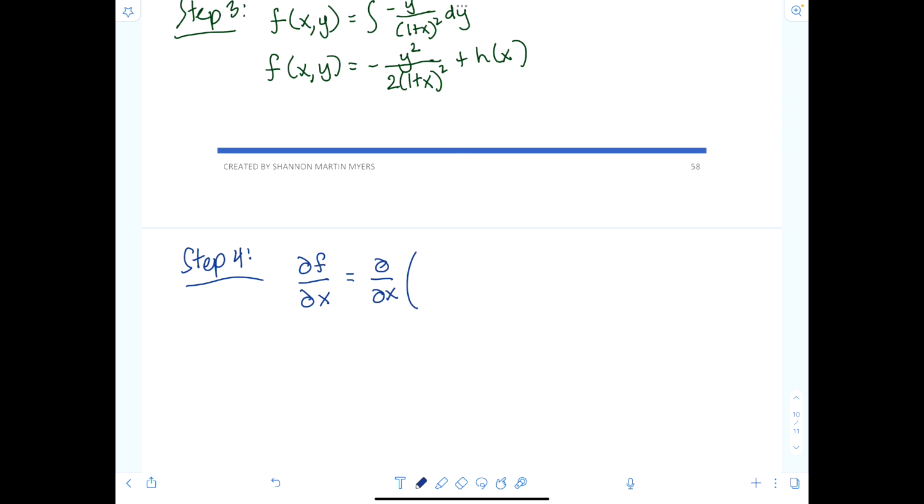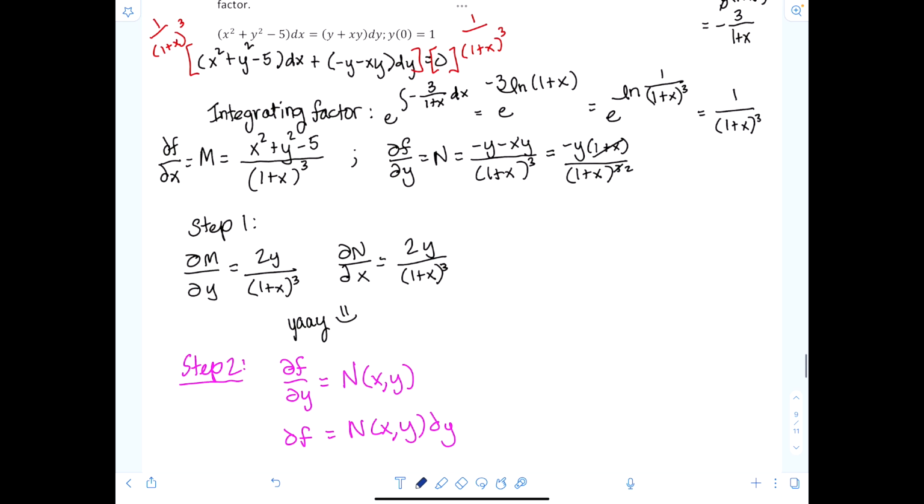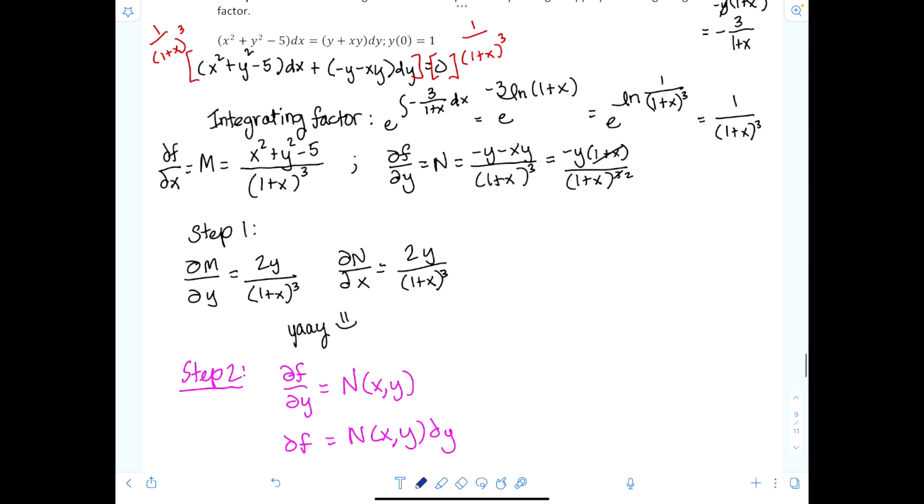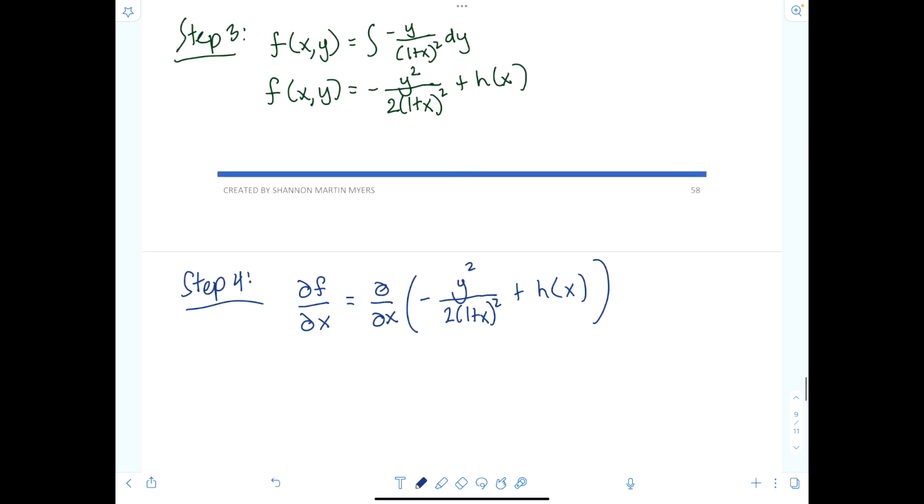All right, so we had negative y squared over 2 times quantity 1 plus x squared. Be careful you don't mix up those powers. There's a lot of different powers running around. Plus h of x. Now, what was our df dx? Well, if you look back up here, df dx is m, right, our new m, which is x squared plus y squared minus 5, that quantity, over 1 plus x cubed.